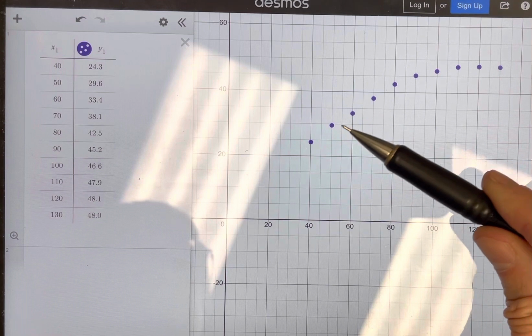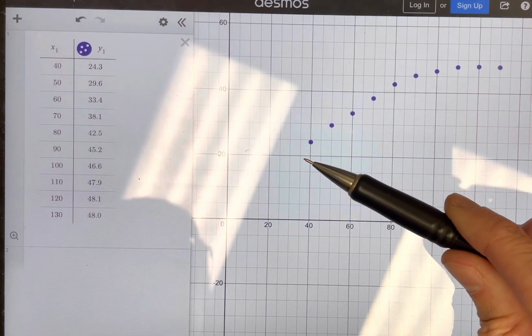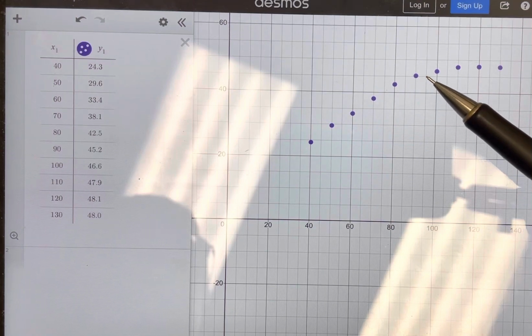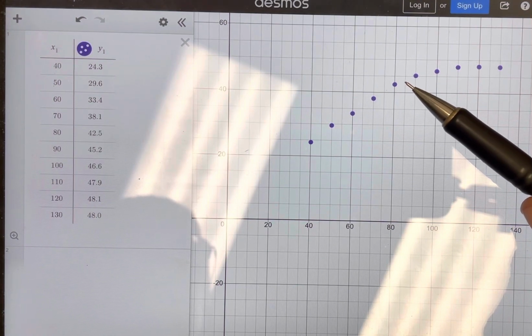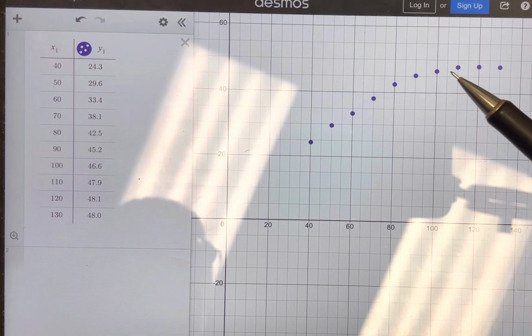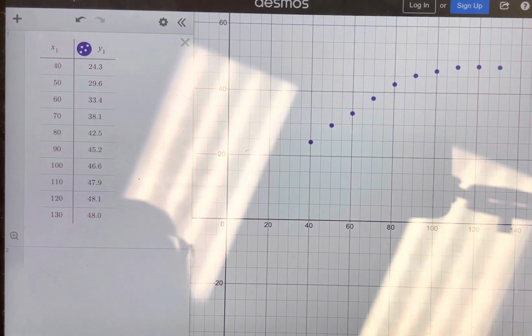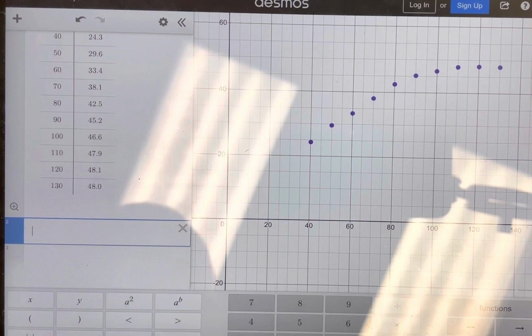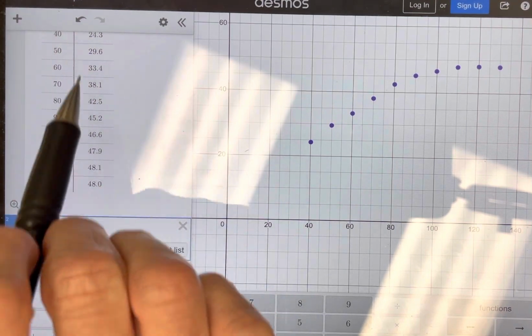So I have kind of a logarithmic look here. A little faster early on, and then as time goes on, the growth of the percent of females in the workforce is slowing down. So it looks like that's a good logarithmic model. So let's put in our logarithmic for Desmos, which is y sub 1. Again, we're pulling the data from the column y sub 1.